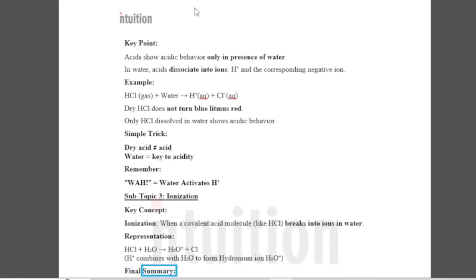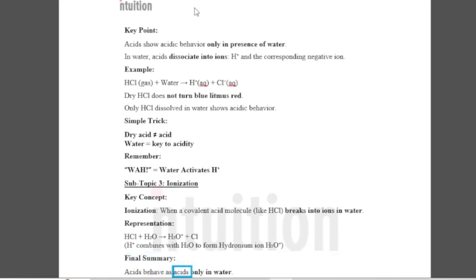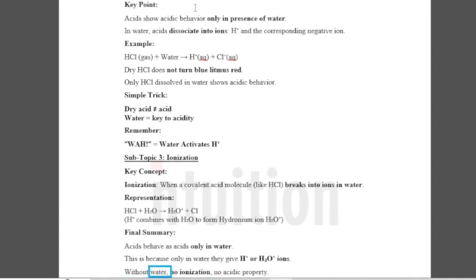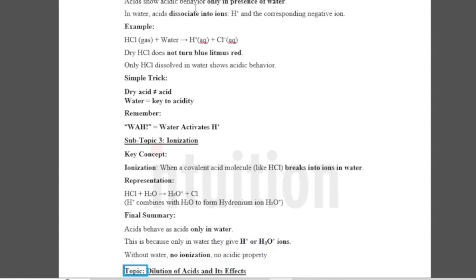Final summary: acids behave as acids only in water. This is because only in water they give H+ or H3O+ ions. Without water, no ionization, no acidic property. Topic: dilution of acids and its effects.